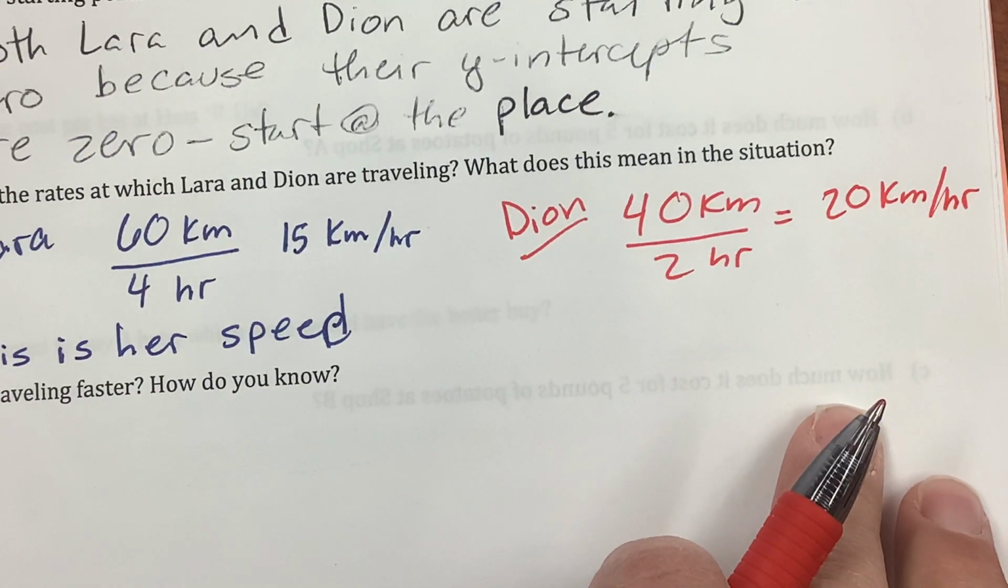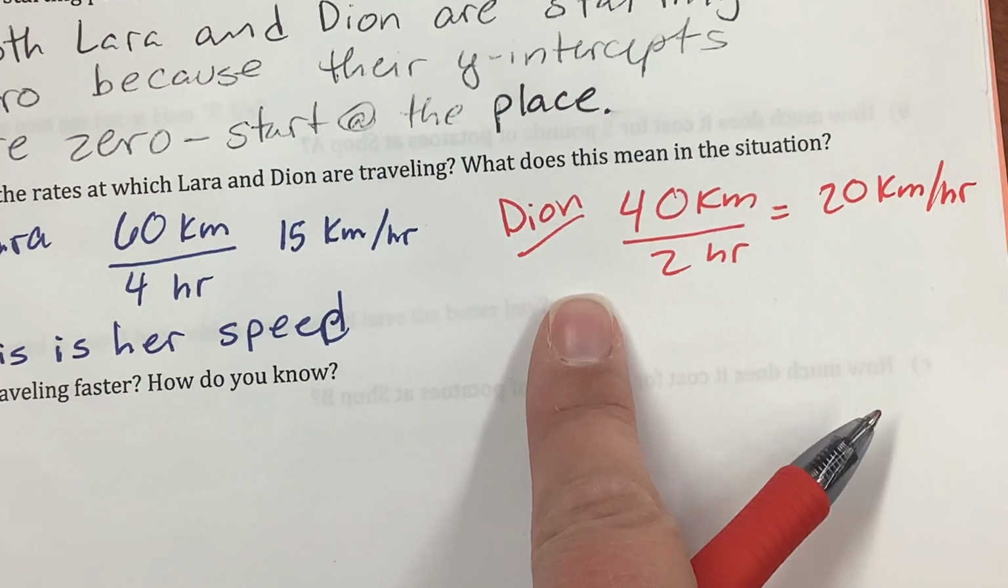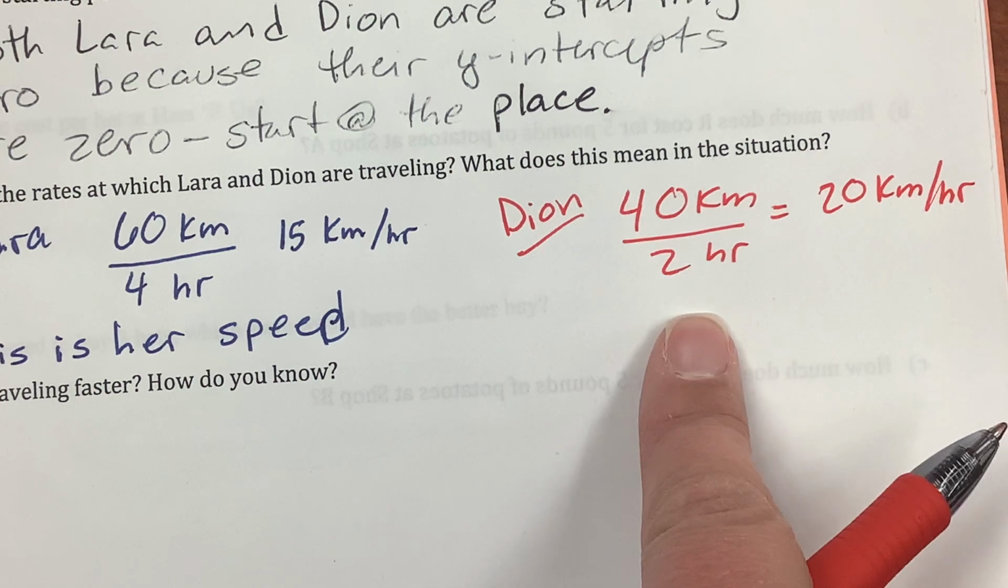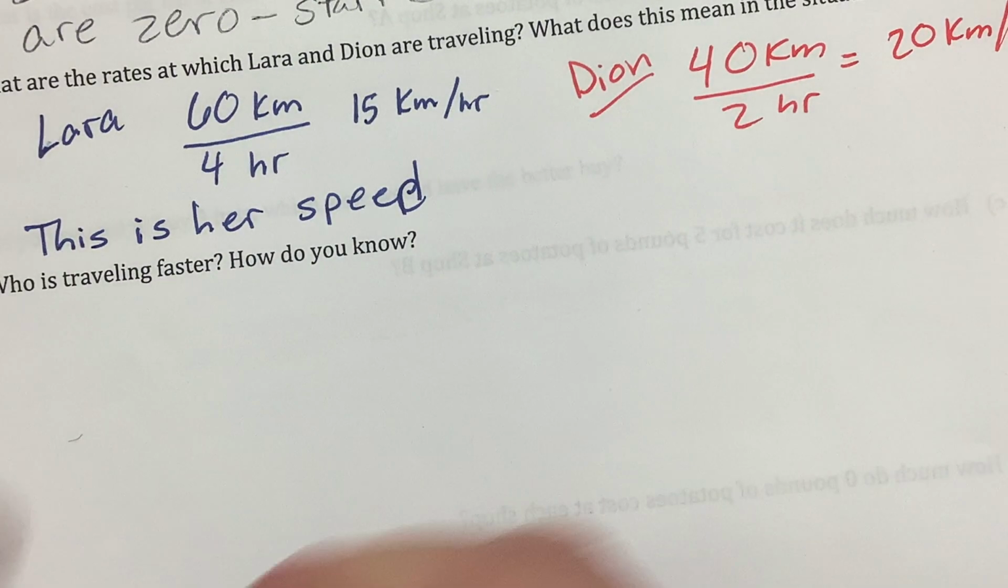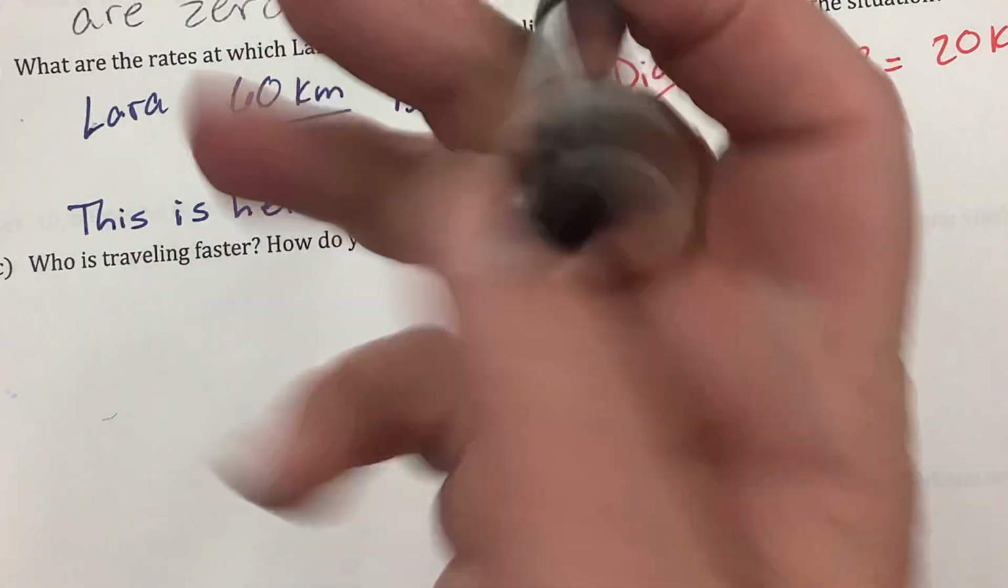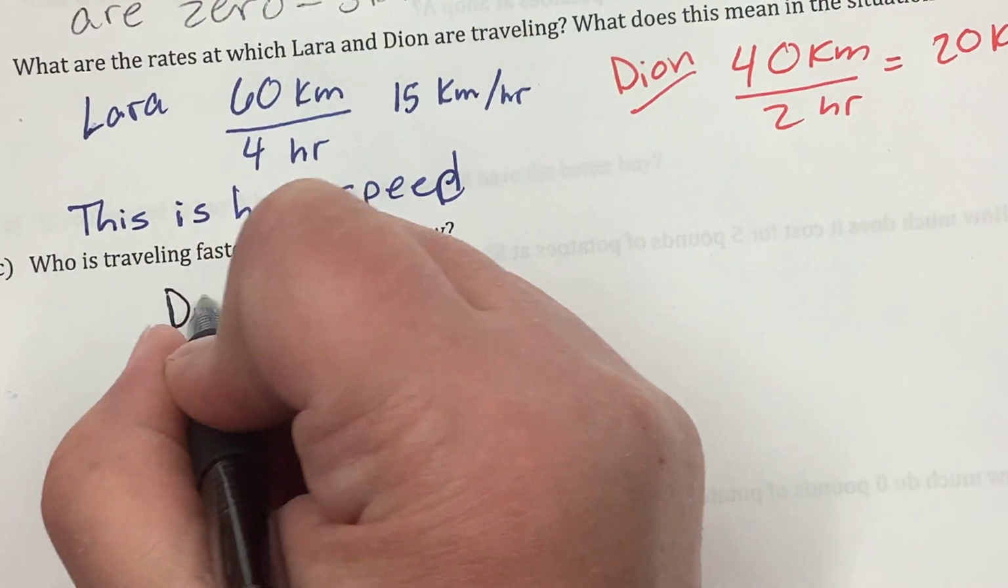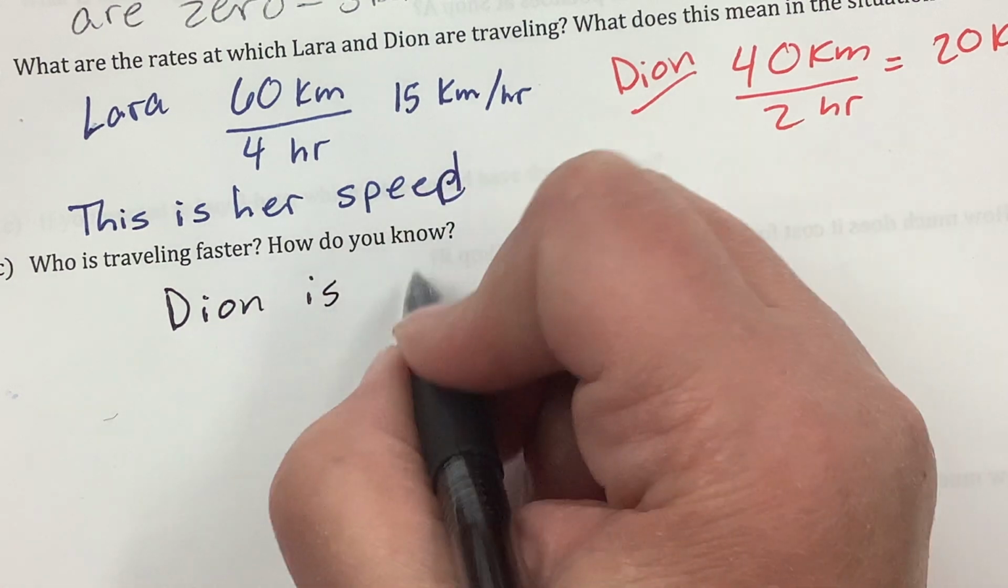So who is traveling faster? Dion is traveling faster. His speed is greater than Lara's. So let's write that down. Dion is traveling faster.